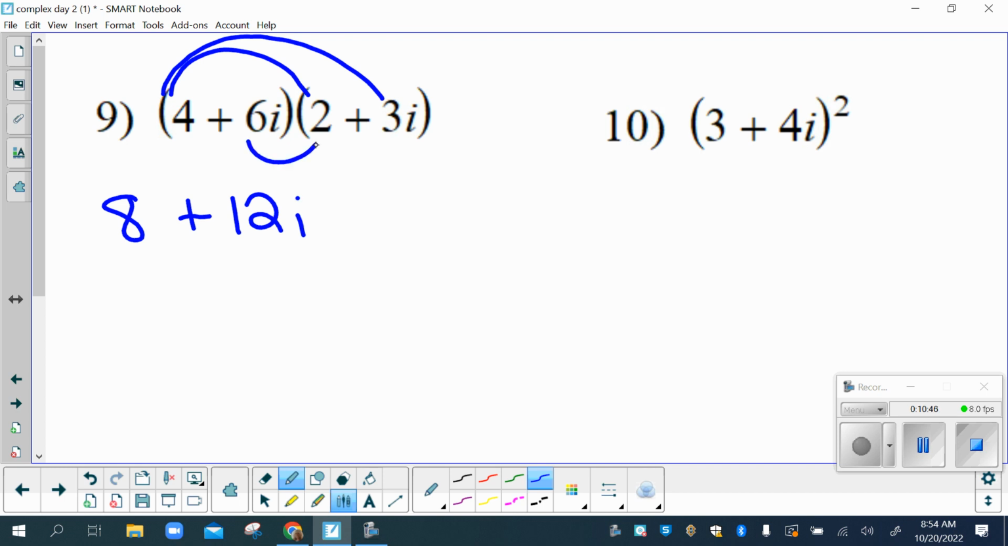6 times 2, 12i. 6 times 3 is positive 18i squared.